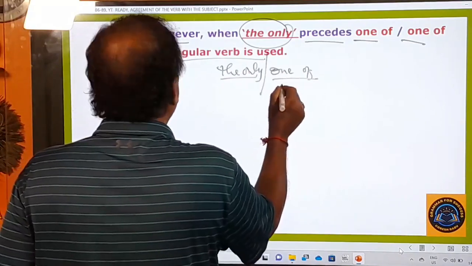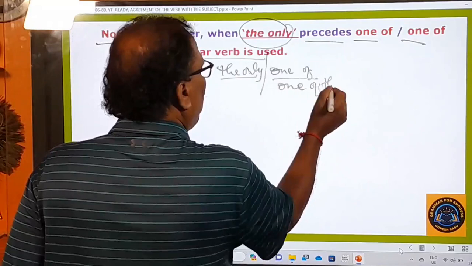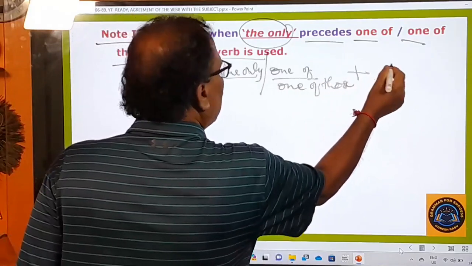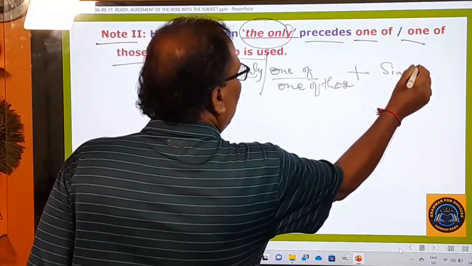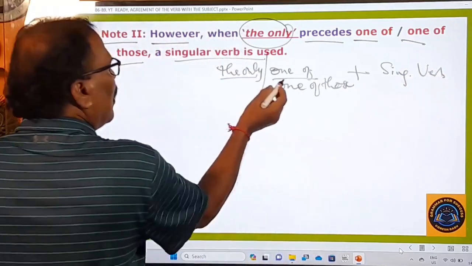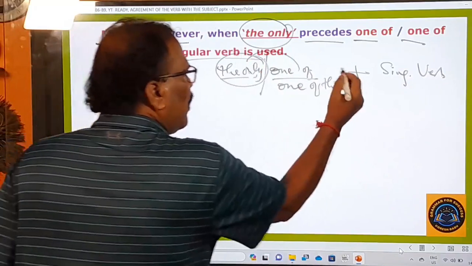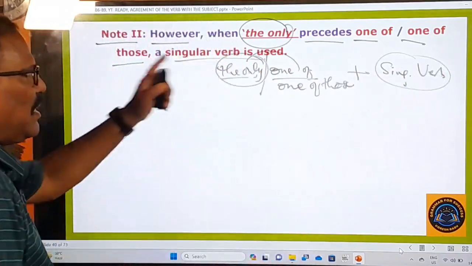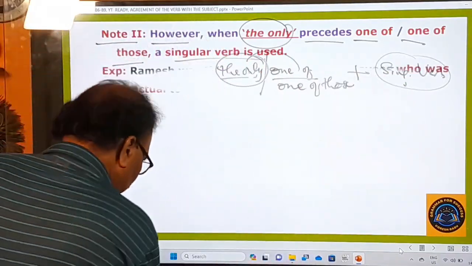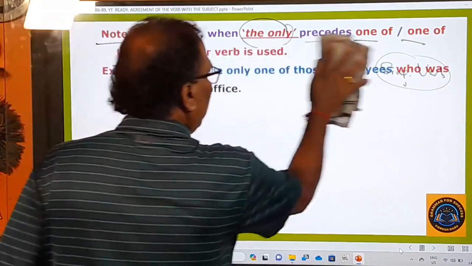Before "one of" or "one of those" comes a plural noun, then a singular verb. Before this "one of" or "one of those", if at all "the only" is used, then you must use only a singular verb after that. That's the diagram. Now let us see the example given here.